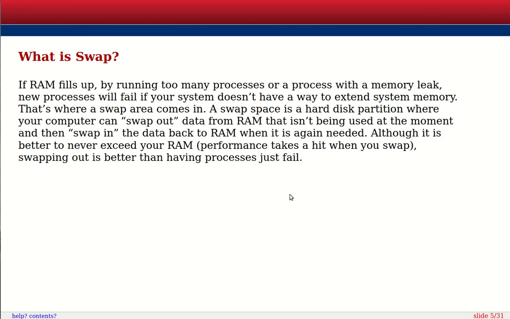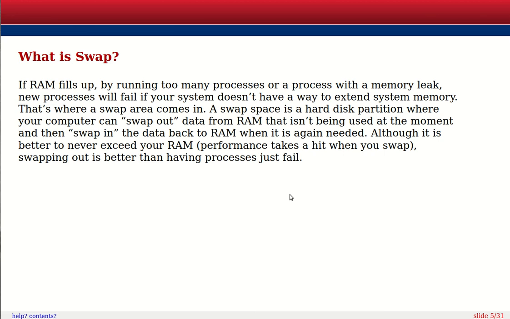So assume again I have 1 gigabyte of RAM on my system. Let's say I launch 10 different processes. You can pick them: Firefox, Chrome, LibreOffice, whatever it might be. Each of those is going to consume a specific amount of RAM. Now let's say that I've maxed out my 1 gigabyte. I try to launch another process. We don't want that process just to fail.